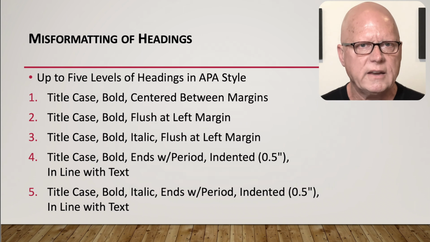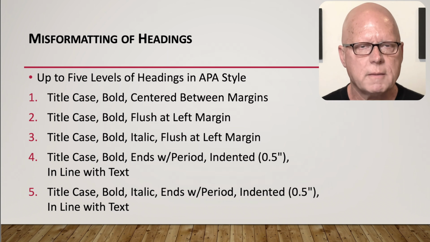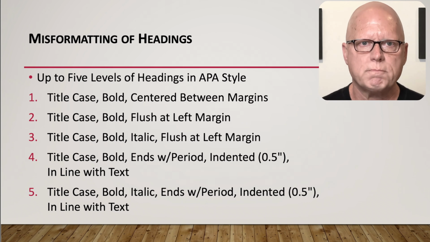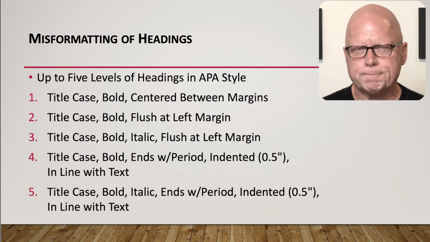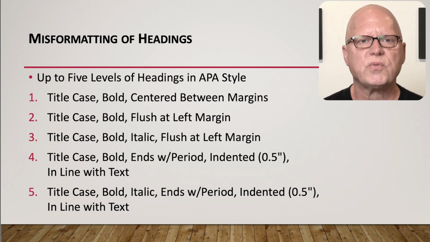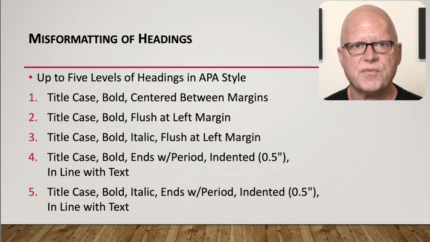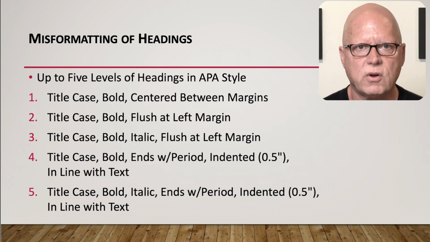A Level 2 heading introduces a subtopic, and a Level 2 heading may only be used as a subordinate element under a Level 1 heading. The formatting of the Level 2 heading is very similar to a Level 1 heading, except it is flush left on the margin. And Levels 3, 4, and 5 have their own formatting requirements, and they are each subordinate to the level above them.